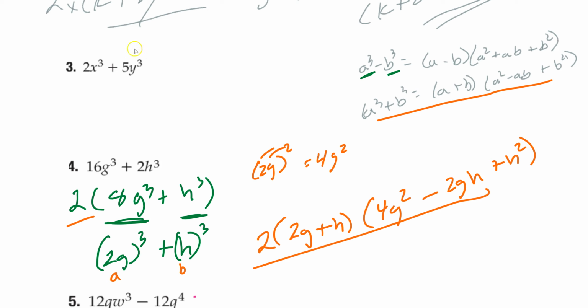Now let's go back to number 3. If you look at 3, they have nothing in common. 2 is not a cube and 5 is not a cube. So I can't do anything. This is prime.